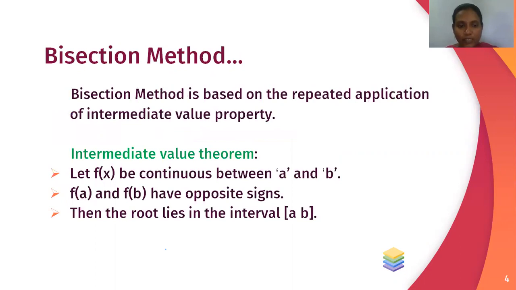The bisection method works depending on the intermediate value theorem. So, what is the intermediate value theorem? If the given function is continuous between any two values a and b, and those two function values have opposite signs, then the root of the given equation lies in the interval (a, b). So depending on this intermediate value theorem, the bisection method works.